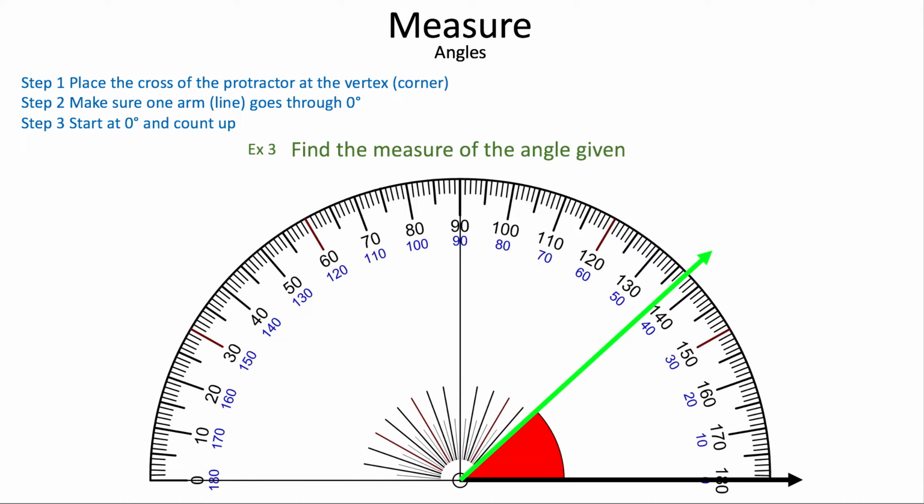Now let's take a look at example 3. What happens if the angle's on the other side? You still follow the steps.